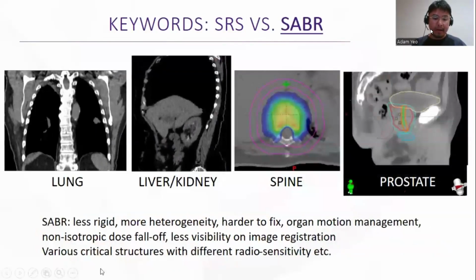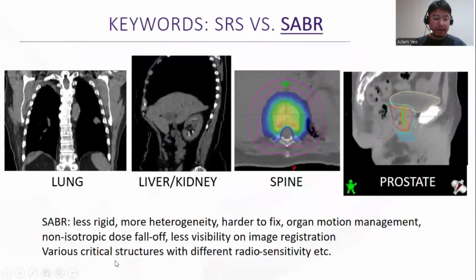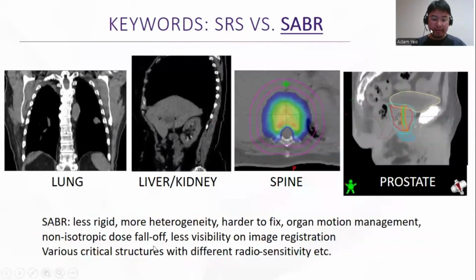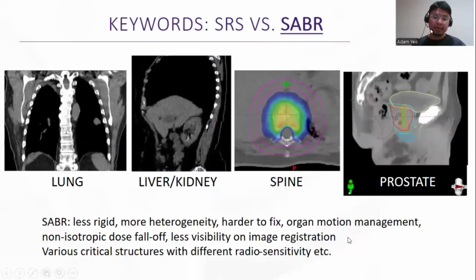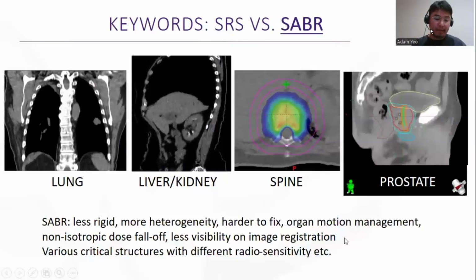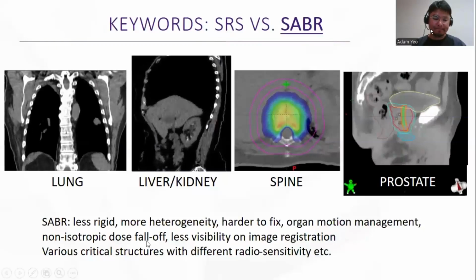Whereas Sabre, when you say Sabre, it's anything outside the brain, the head, the extracranial area, and depending on the site there are various critical structures with different radiosensitivity. It's less rigid and more heterogeneous compared to SRS in terms of the anatomy, materials, as well as dose distributions. It's harder to fix and harder to immobilize, because not only do the organs and target move, the shape also changes. Therefore, it often requires rigorous motion management, and it often demands non-isotropic dose fall-off. And there are a lot of gray areas.